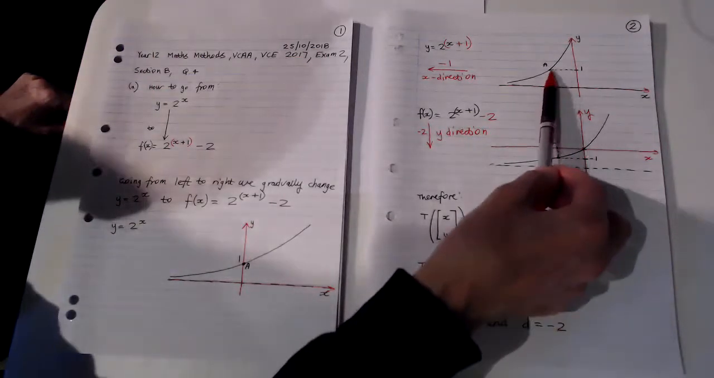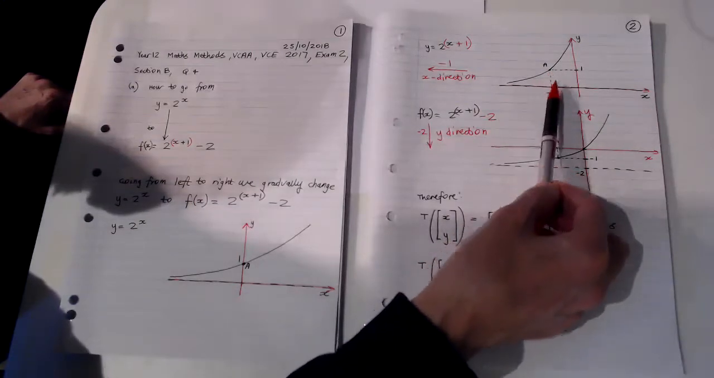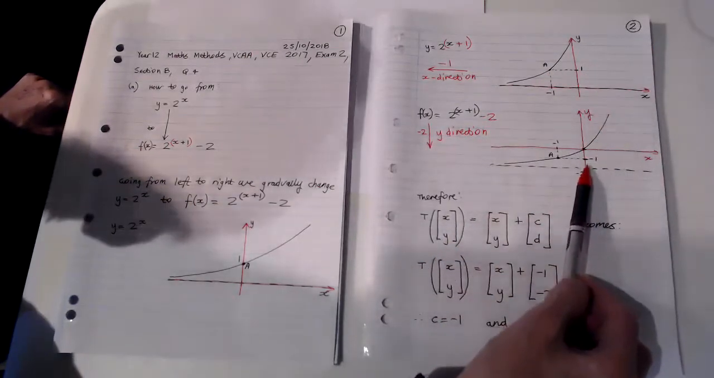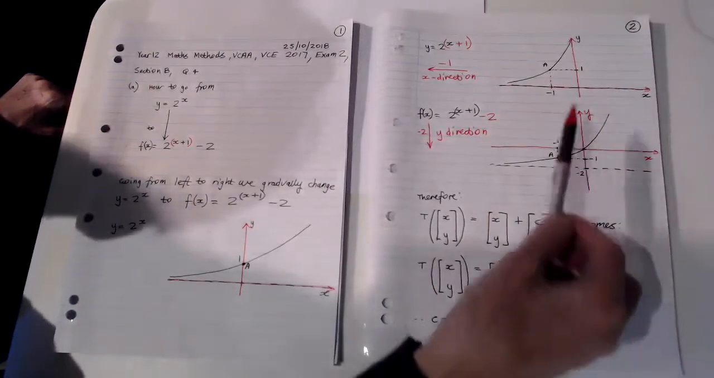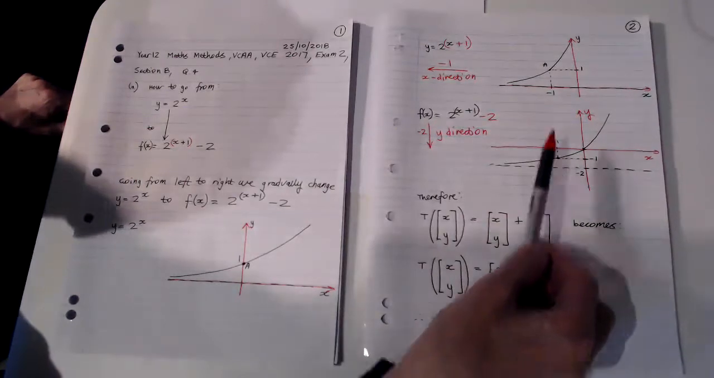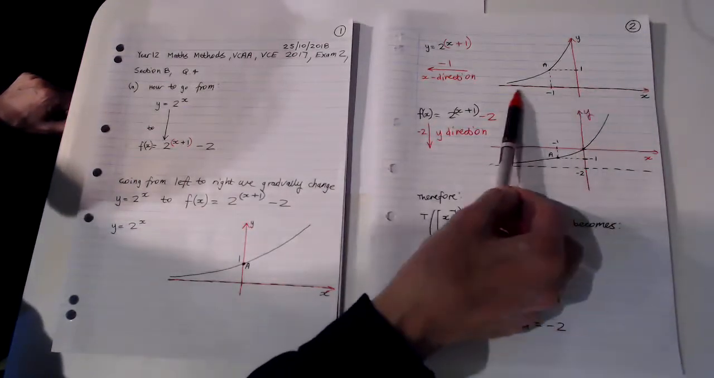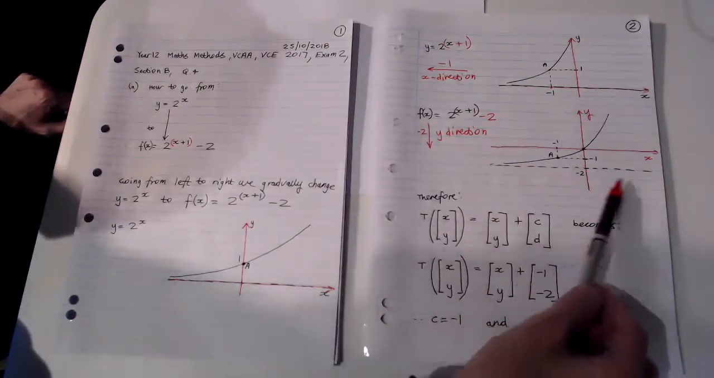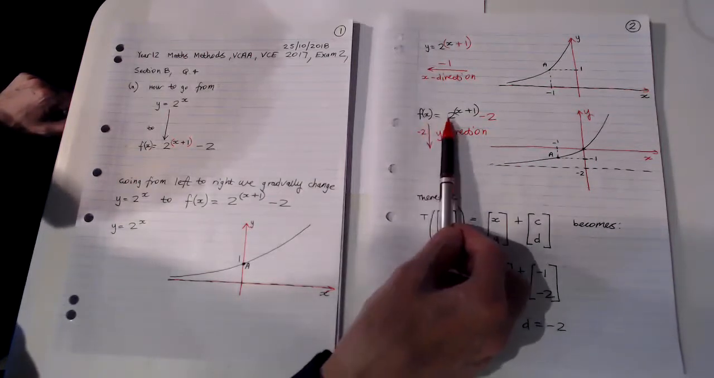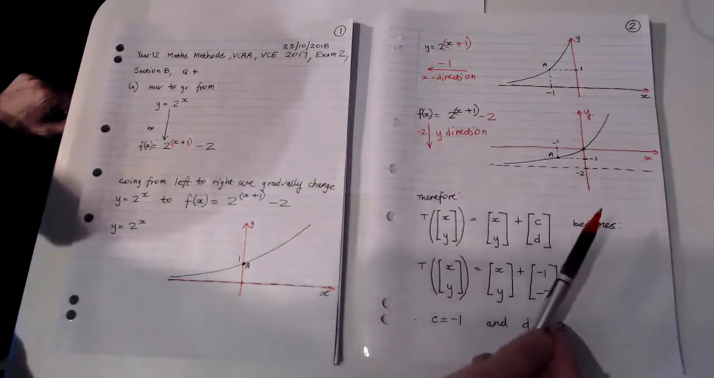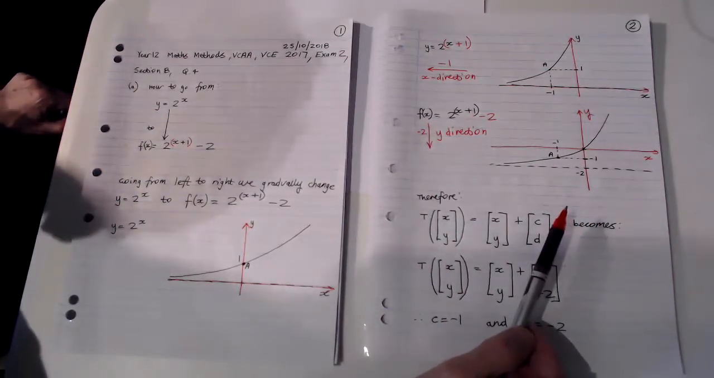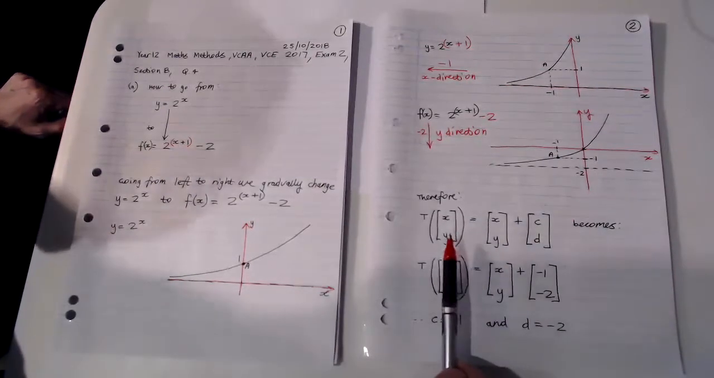And when you move point A 2 units down, y equals 1 minus 2 goes to y equals -1. So point A going down 2 units goes to here. And of course, you move the horizontal asymptote 2 units down to y equals -2. And you achieve the graph of f(x) equals 2 to the power of x plus 1, minus 2. So, having determined the changes, now we can answer the question.